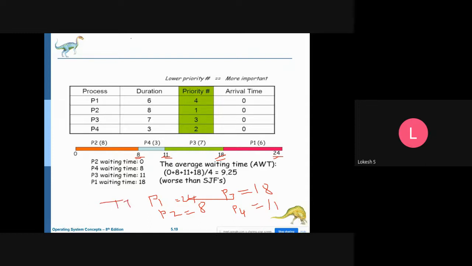You need to identify the average turnaround time. What is the average turnaround time? You are going to add it: 24 plus 8 plus 18 plus 11 divided by 4. So that is your average turnaround time.